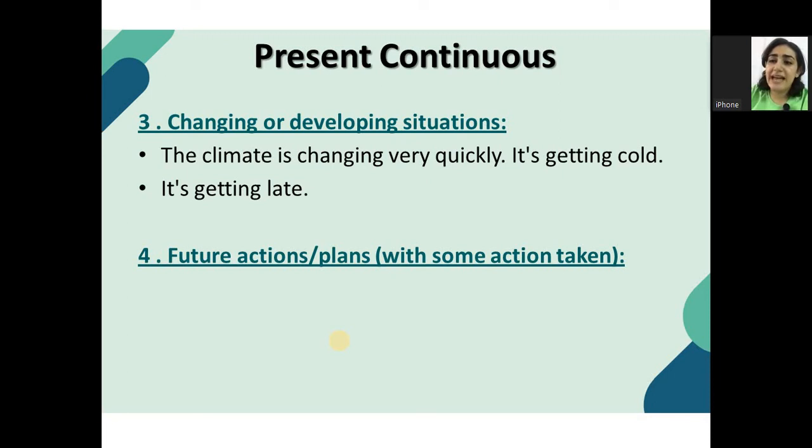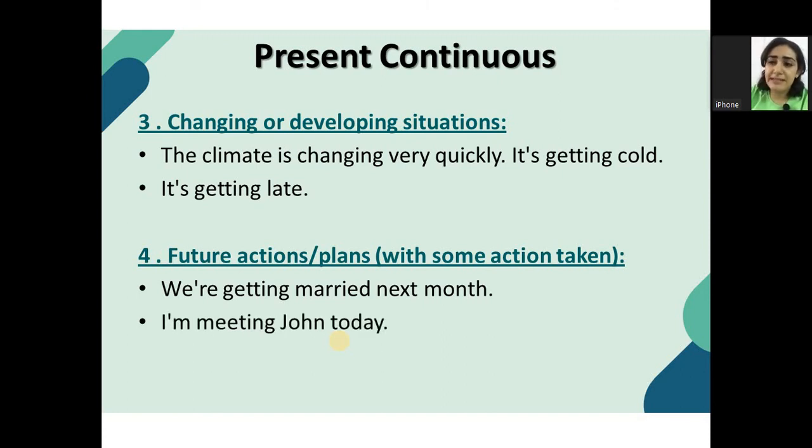For future actions like plans with some action taken, like we are getting married next month, this means that this action involves making plans and taking some action for preparations and so on. I'm meeting John today. This again involves calling John, setting the time and the place of meeting, so it involves prior action taken.